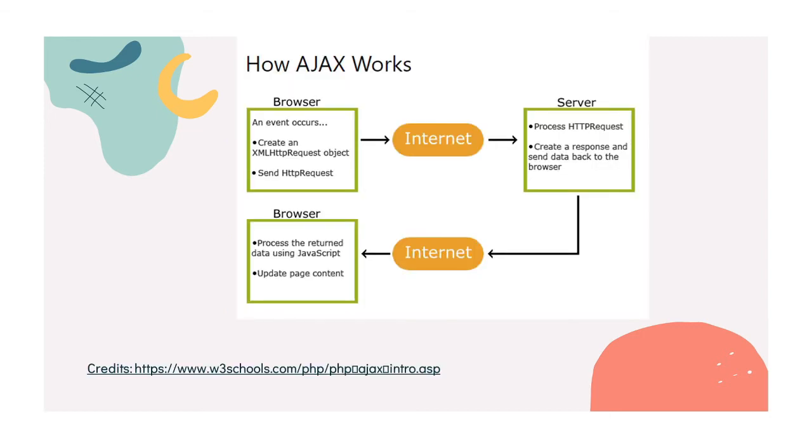So this is how Ajax works. First, on the browser, an event occurs, creating an XMLHttpRequest object and sending the HTTP request through the internet to the server. The server processes the HTTP request, creates a response, and sends data back to the browser, and the browser processes the returned data using JavaScript and updates the page content.